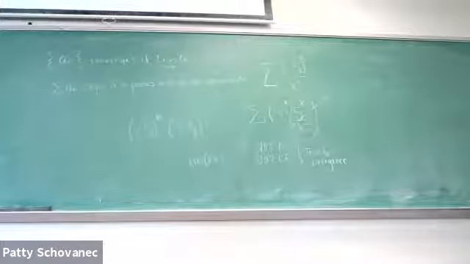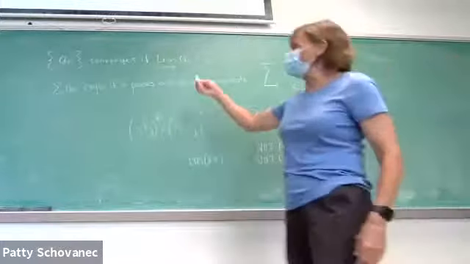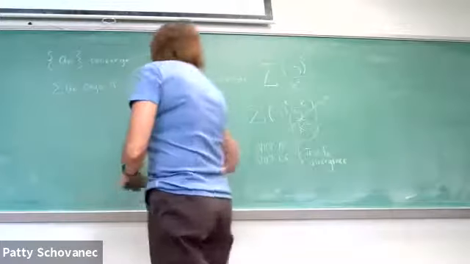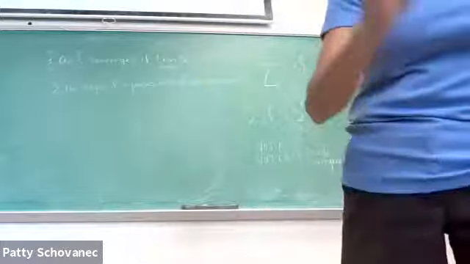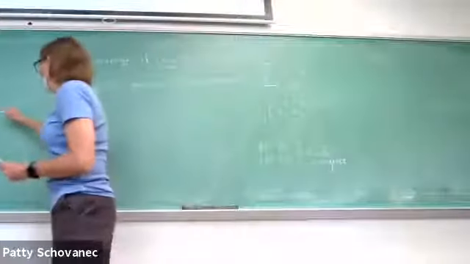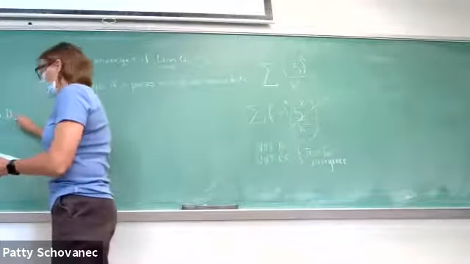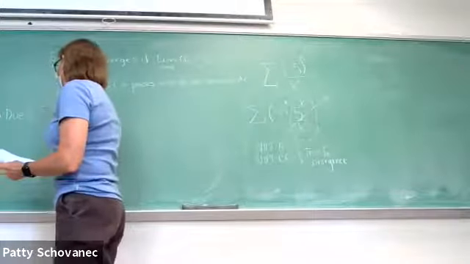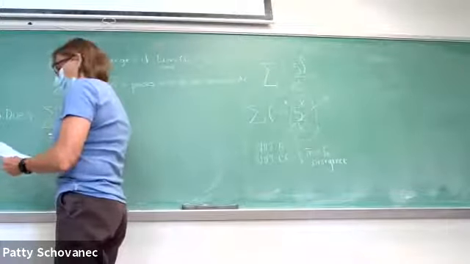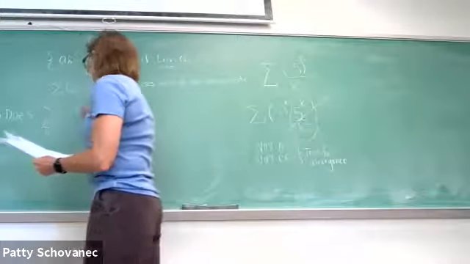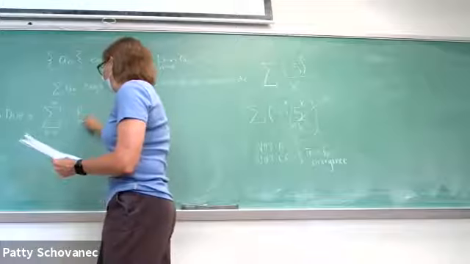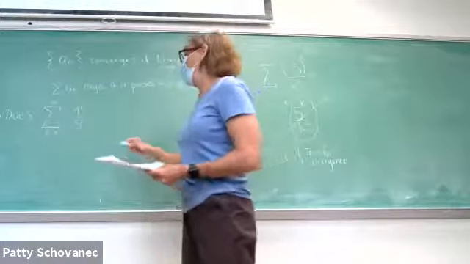Okay, so let's go back to that series handout. And you're asked the same question here. Does the series, starting at 0 to infinity, of 4 to the k over 5 to the k converge? And if so, to what?